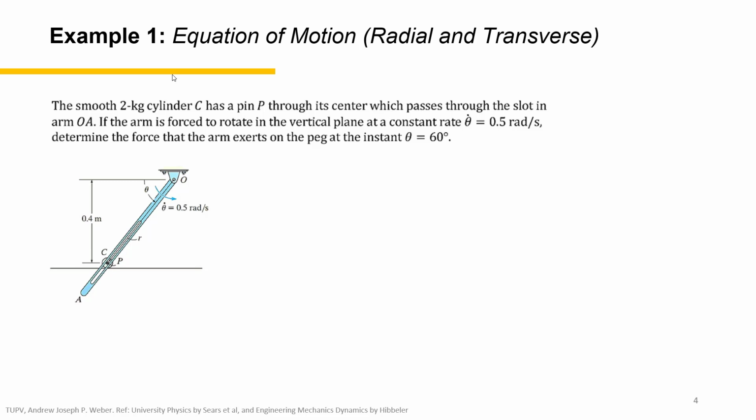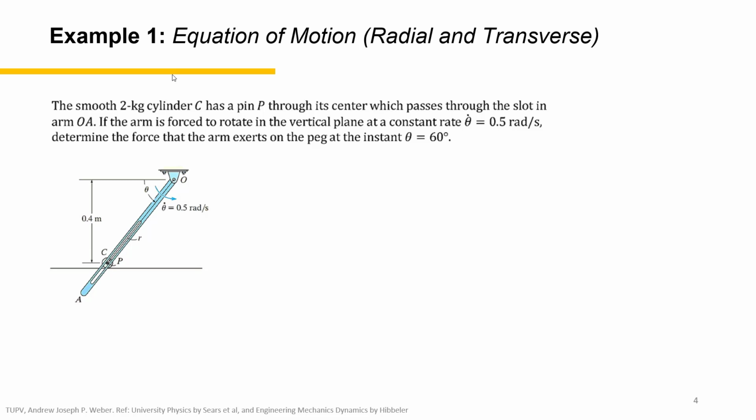Okay, so our first example regarding the radial and transverse inertial reference frame reads: the smooth 2 kg cylinder has a pin P through its center, which passes through the slot in arm OA. If the arm is forced to rotate in the vertical plane at a constant rate of 0.5 radian per second, determine the force that the arm exerts on the peg at the instant that the angle equals 60 degrees.